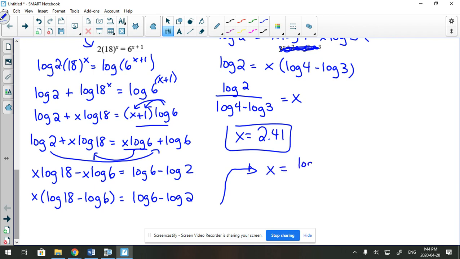So I'm going to have a log 6 minus log 2, and I'm going to divide off the log 18 minus log 6. Then you have to type that thing in your calculator. Make sure you put brackets around this so that it divides properly. I'll show you how to type it in. Definitely practice with me, make sure you got it.